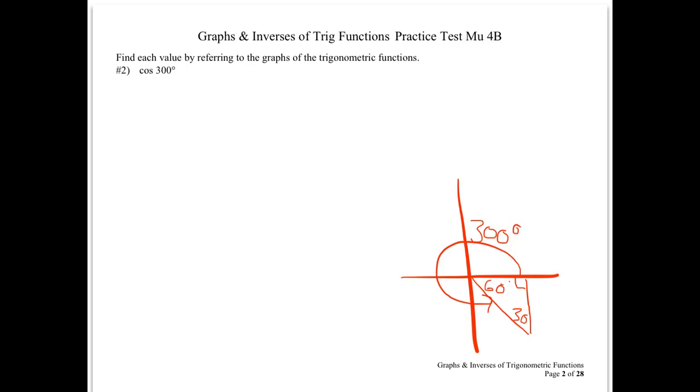Opposite 30 we'll say is 1. That's x. Opposite 60 is whatever is opposite 30 times the square root of 3. We're in quadrant 4, we had to go down, so that's negative. That makes r 2. It's a special right triangle, 30, 60, 90. Therefore, cosine of 300 degrees, x over r, which is 1 over 2, or 1/2.